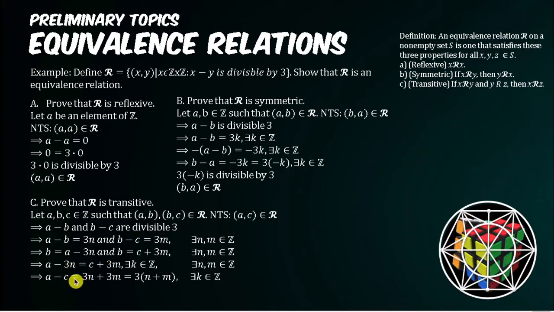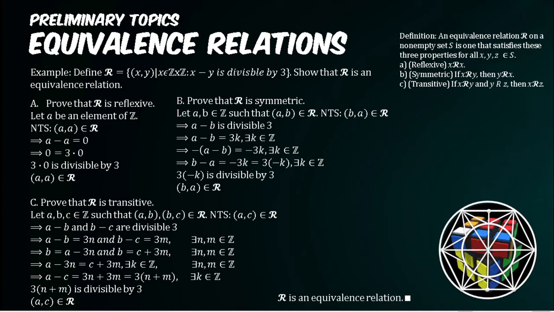working with this equation, we can provide another expression equivalent to a minus c, and that is 3n plus 3m. And 3n plus 3m can be rewritten as 3 times (n plus m). And again, obviously, this expression is divisible by 3 because we have a factor of 3. We now conclude that the ordered pair (a, c) is always an element of R for arbitrary elements a, b, and c. We now conclude that R is an equivalence relation. Why is that? It's because we are able to show that the 3 properties are satisfied. If one of them is not satisfied, then we cannot say that it is an equivalence relation. It's just an ordinary relation.